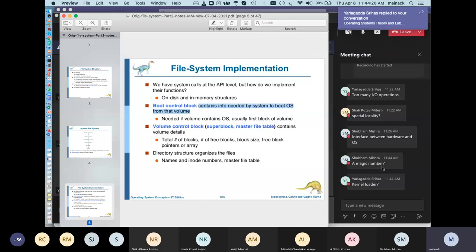So Shubham said a magic number. Srihash said kernel loader. I mean, you're getting there. So be a bit more specific. Others? What can be the mysterious information that the system needs to boot the OS from that partition?